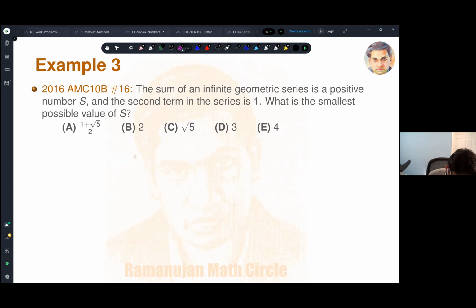So the sum of an infinite geometric series is a positive number s, and the second term of the series is 1. What is the smallest possible value of s?